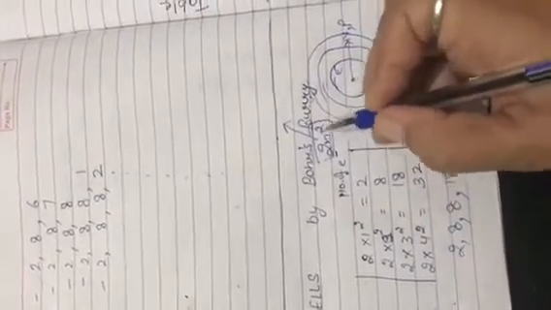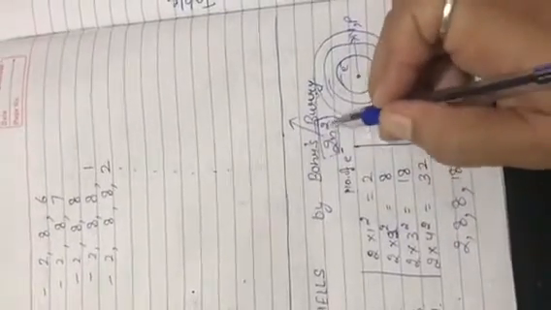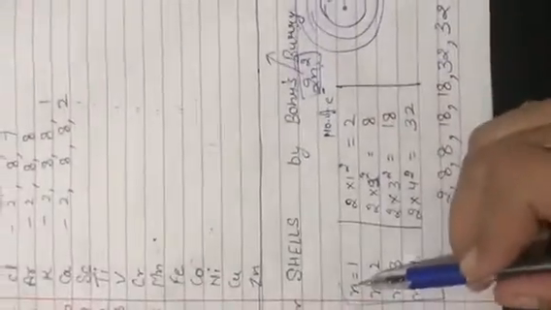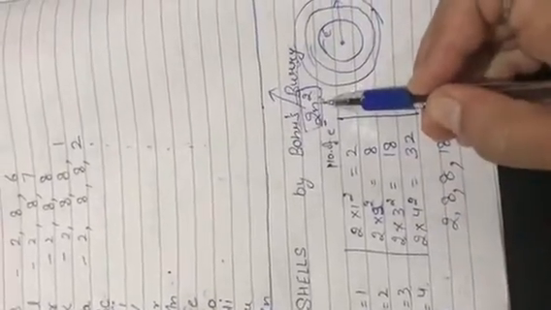In this rule, n belongs to the natural numbers, and as you know, natural numbers start from 1. So first of all, I wrote n is equal to 1, the first natural number, and put this value into this rule.